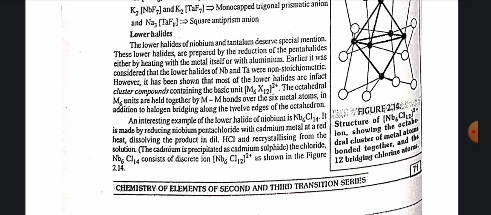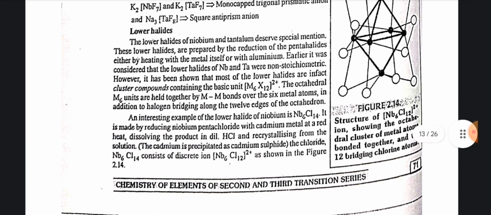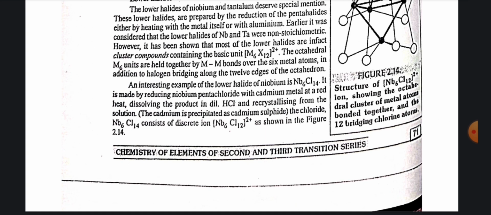Lower halides. The lower halides of niobium and tantalum deserve special mention. These lower halides are prepared by the reduction of the pentahalides either by heating with the metal itself or with aluminium. Earlier, it was considered that the lower halides of niobium and tantalum were non-stoichiometric. However, it has been shown that most of the lower halides are in fact cluster compounds containing the basic unit M6X12 2+. The octahedral M6 units are held together by M-M bonds which cover the 6 metal atoms, in addition to halogen bridging along the 12 edges of the octahedron.